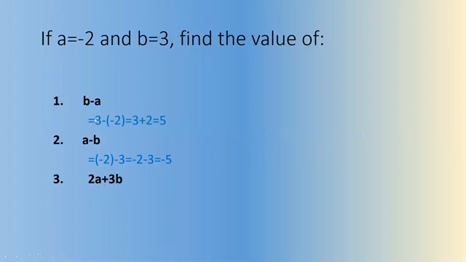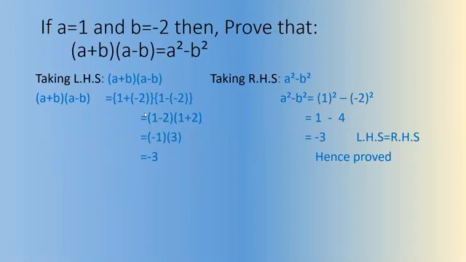Now the next question is 2a plus 3b. We have to properly put the values of a and b. If there is a negative sign, 2 twos are 4, and then we get the minus sign. And 3 into 3 is 9. Okay, 3 into 3 is 9. So 9 minus.